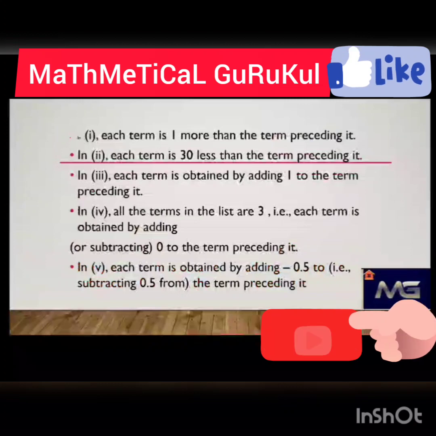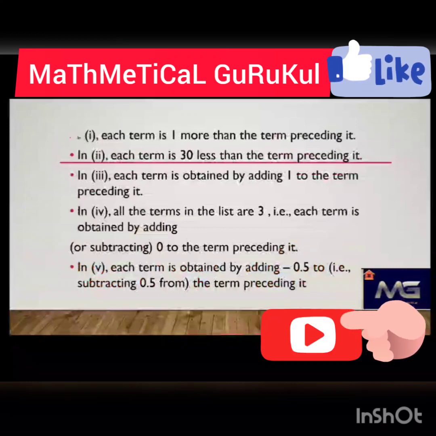So in list number 1, each term is 1 more than the term preceding it, and in list number 2, each term is 30 less than the term preceding it, and in list 3, each term is obtained by adding 1 to the term preceding it, and in list 4, all the terms in the list are 3. Each term is obtained by adding, or subtracting, 0 to the term preceding it. In list number 5, each term is obtained by adding minus 0.5 to the term preceding it.